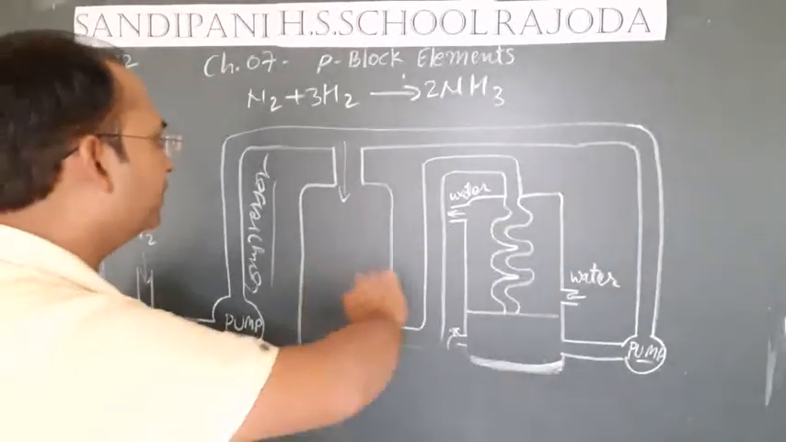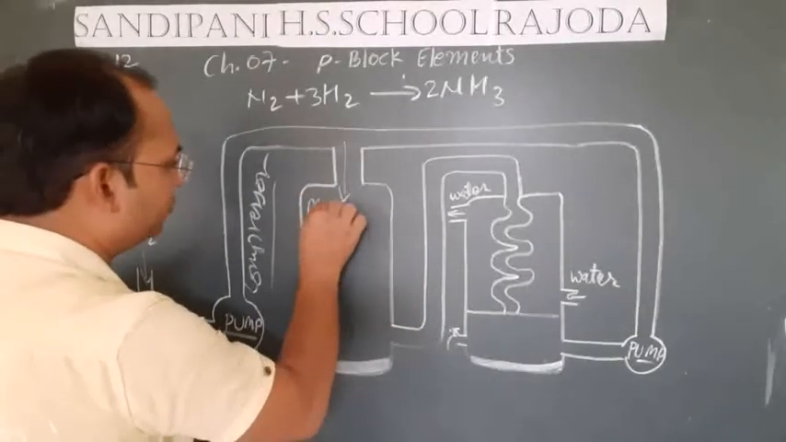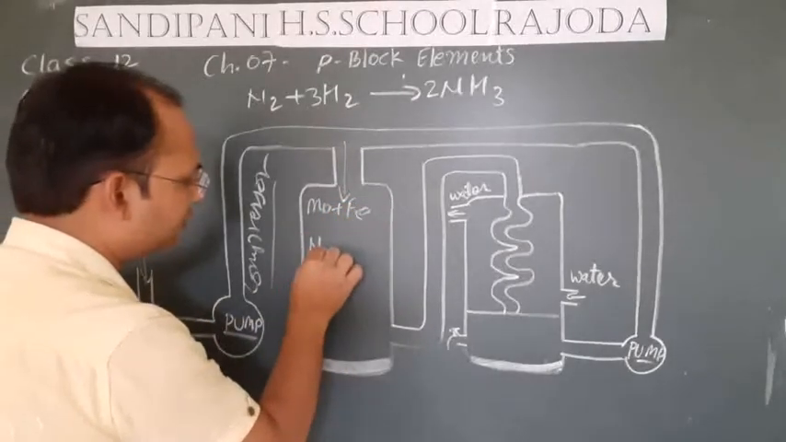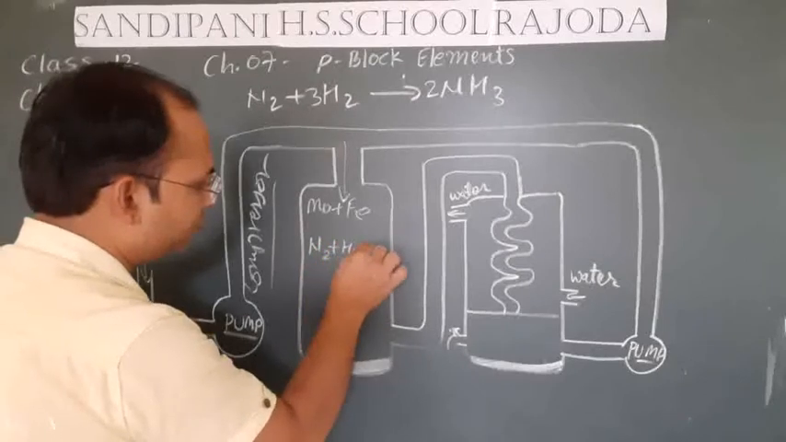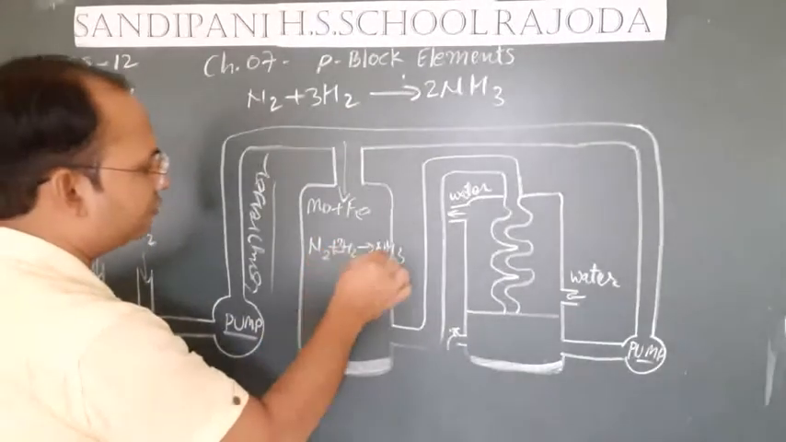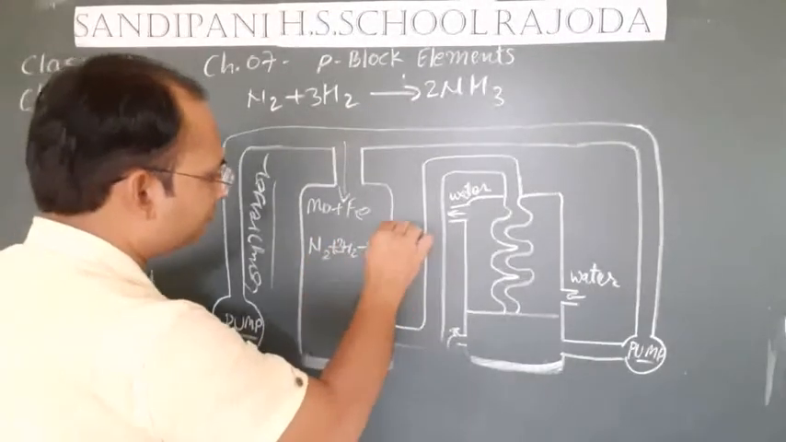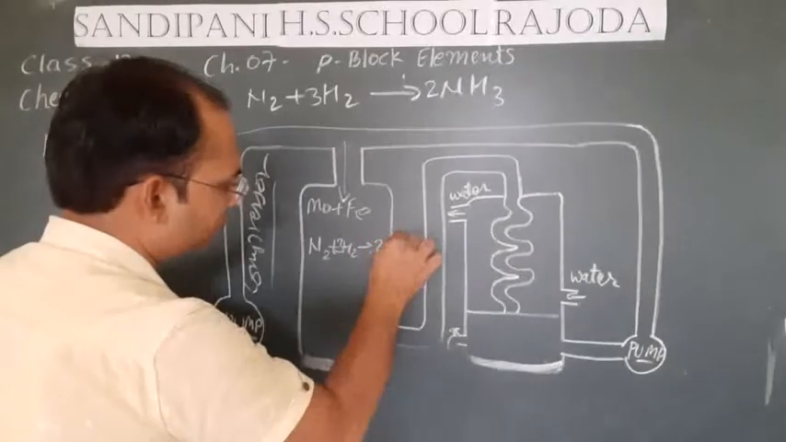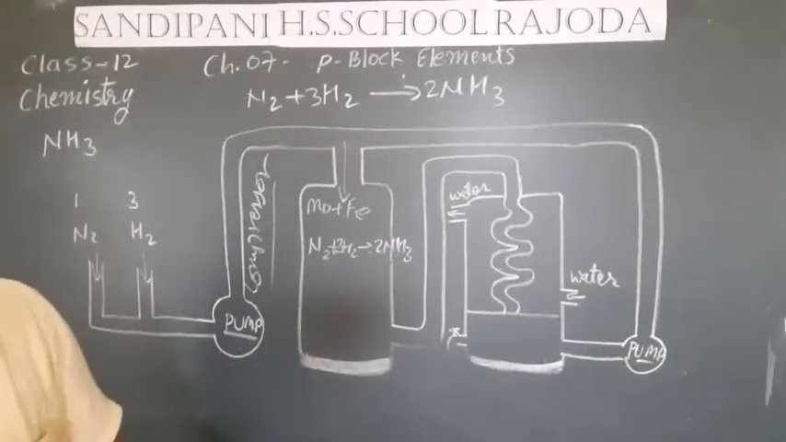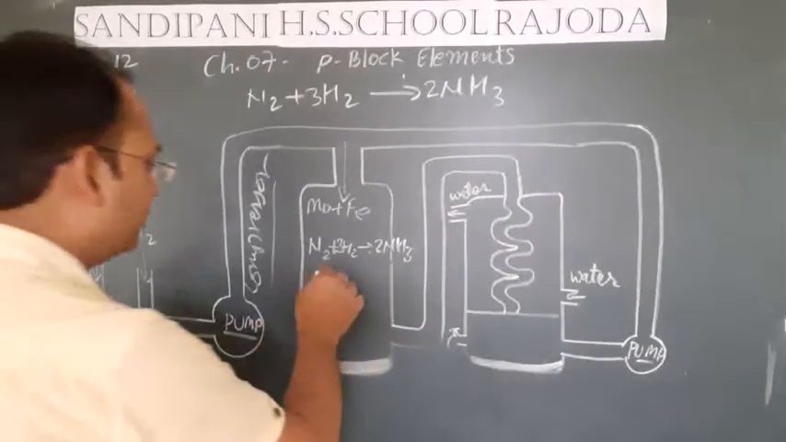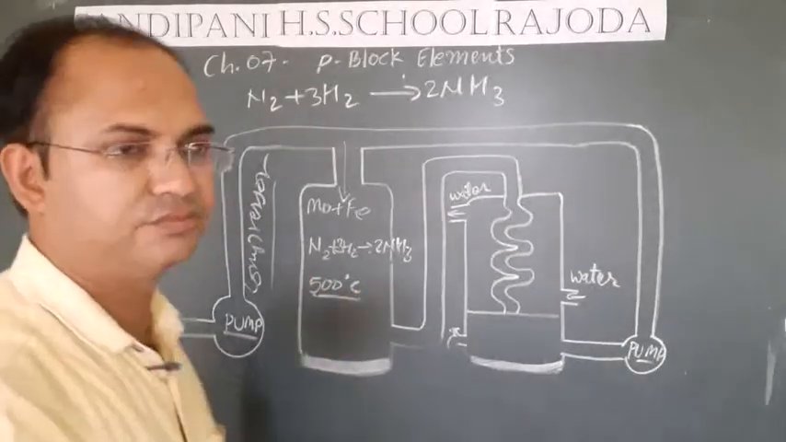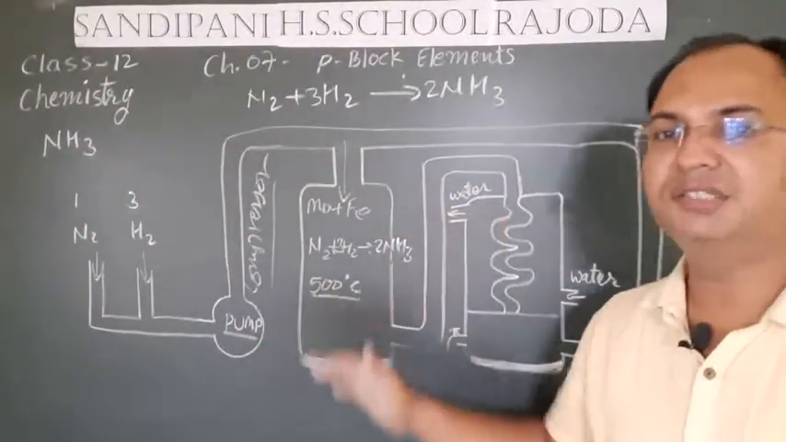So here we can see that molybdenum and iron is present, and the reaction is N2 plus 3H2 gives 2NH3. 3 molecules of hydrogen and 2 molecules of ammonia are produced here, along with high pressure near about 200 atmosphere and temperature near about 500 degrees Celsius.